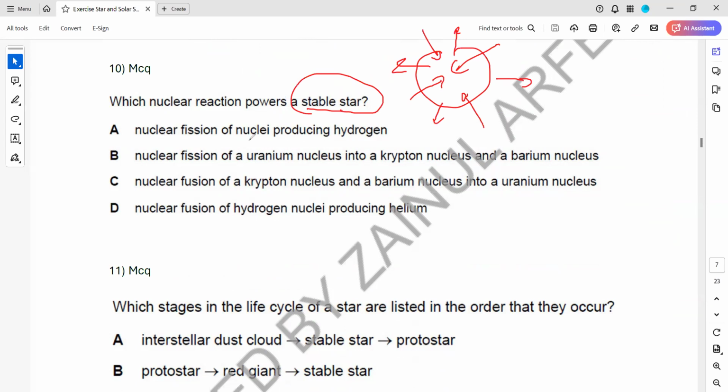So nuclear fission, first thing, fission is wrong because for the stars, nuclear fusion happens. So either C or D can be the answer. But it's the nuclear fusion of hydrogen. First, hydrogen fusion happens, and then helium fusion. So in a main sequence star, which fusion is there? We have hydrogen fusion. That's why option D is a valid answer. If it turns into a red giant or a supergiant, then helium fusion will start.